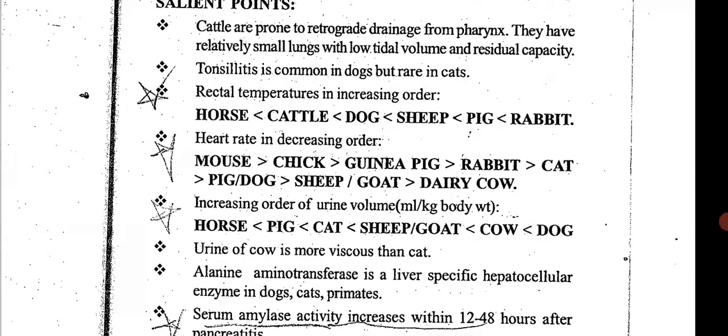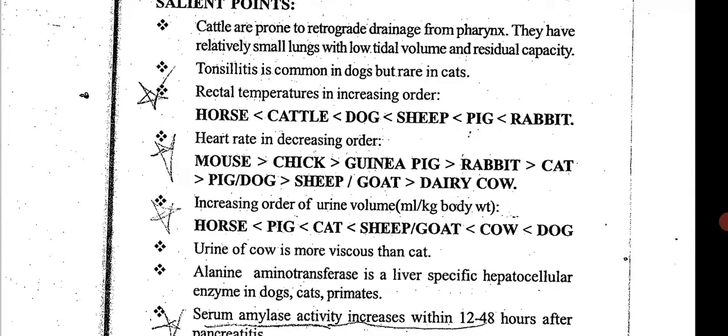Heart rate in decreasing order. The maximum heart rate is of mouse and chicken, maximal of mouse then chicken, and the minimal heart rate is of ruminants such as sheep, goat and cow. Maximal is of mouse. And their heart rate sequence is maximal mouse, chick, guinea pig, rabbit, cat, pig or dog, sheep, goat, dairy cow, ruminants.